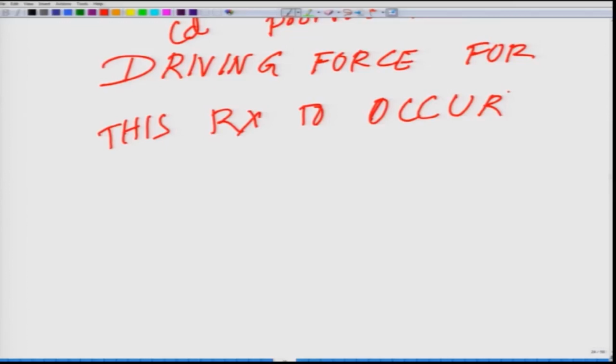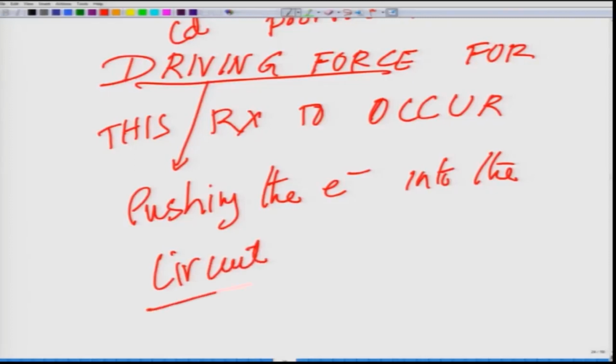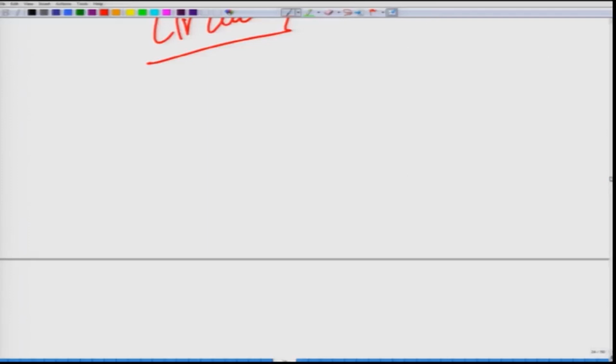Now, in other words, this is the driving force that pushes the electron into the circuit. So, keep that in mind. This is where the electron is coming from. Now, if you remember the formula I taught you earlier, could you calculate the voltage?